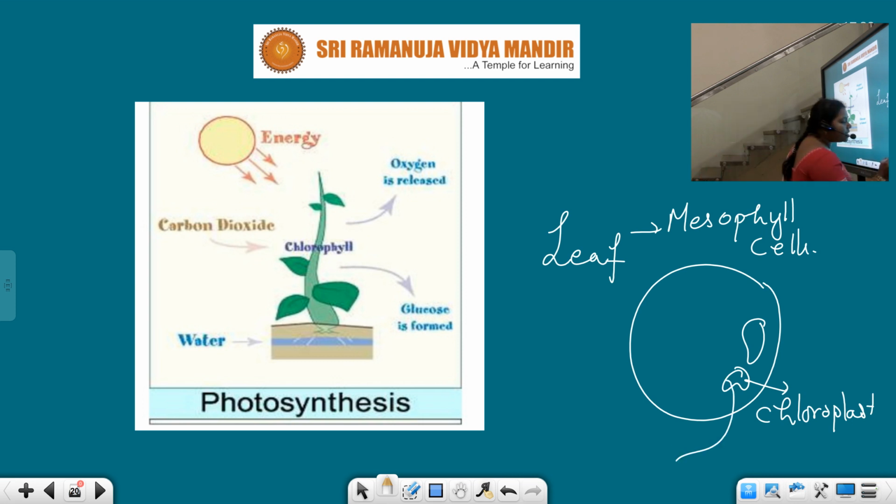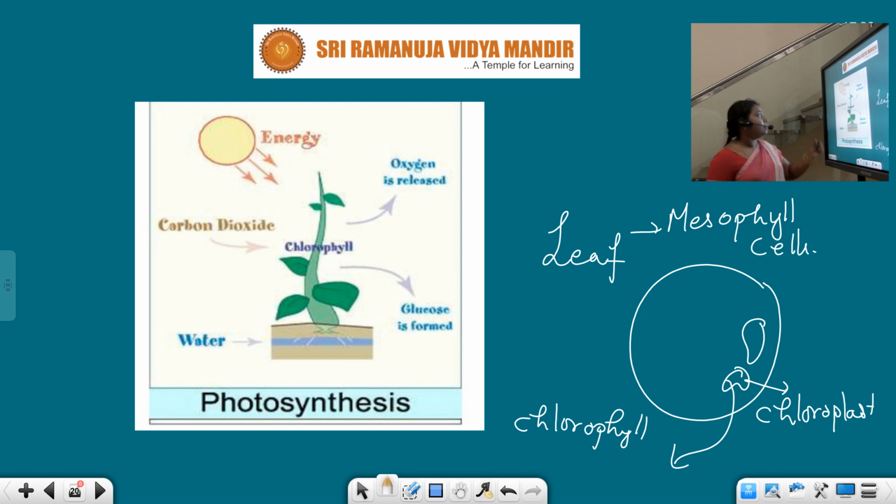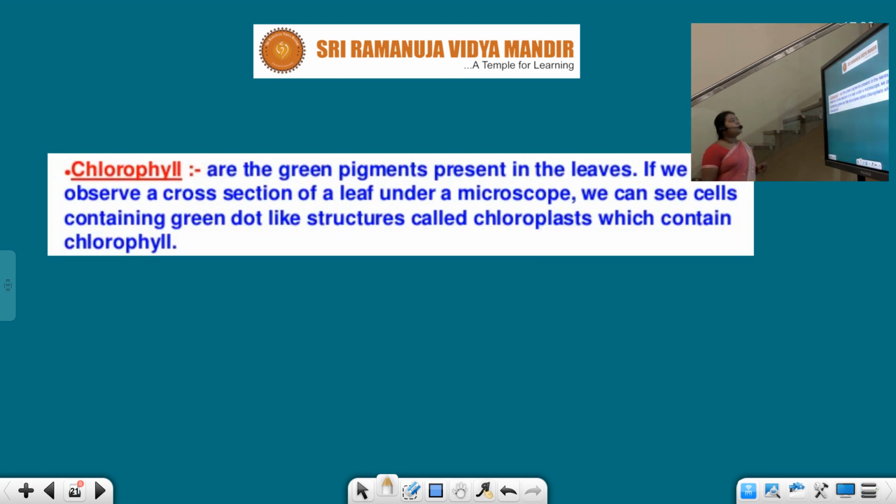Now, students, this chloroplast has the pigment named chlorophyll. What is the pigment name? Chlorophyll. This chlorophyll pigment appears green in color. As it is green in color, our leaf looks green. Chlorophylls are the green pigments present in the leaves. If we observe the cross section of the leaf under the microscope, we can see the cells containing green dot-like structures called chloroplasts, which contain the chlorophyll.